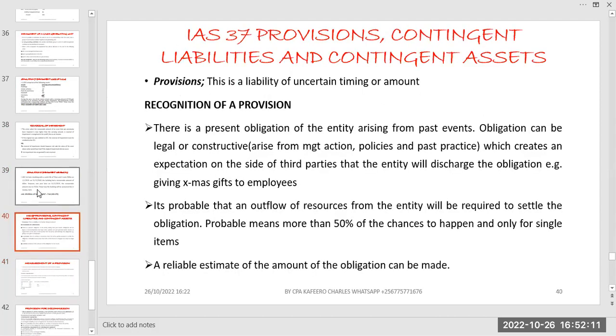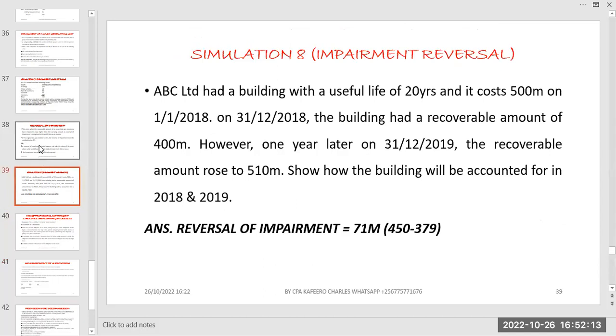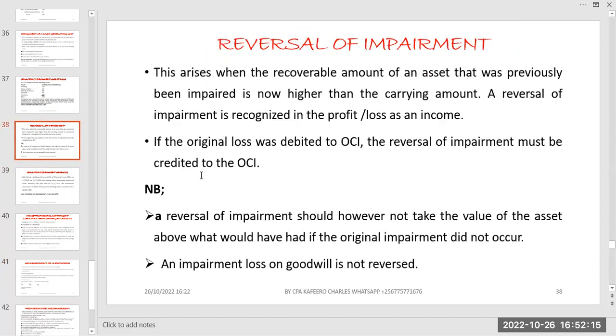It's the one that is winding up our topic of impairment. When you do these simulations, you'll be able to get more and more, because when you are seeing figures, it will be easy for you to understand. But you need to get these concepts. They are very important.